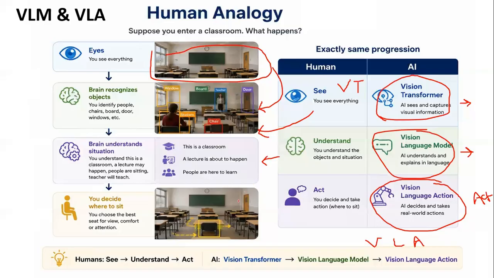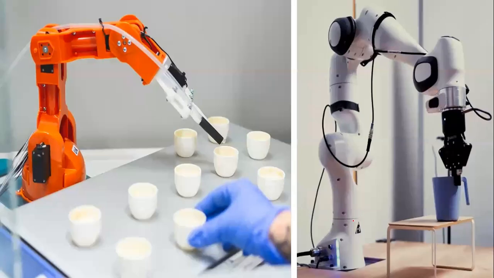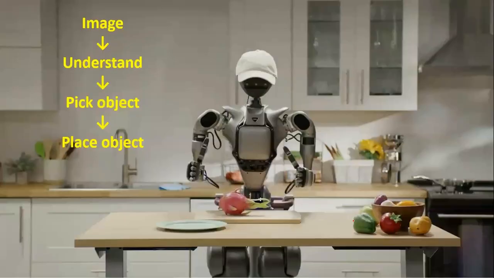But now you want to decide where you can sit. So it is acting, deciding which is the most comfortable place to sit, etc. This is done by the vision language action model. It has actually taken the action to decide where you can sit in the entire class. Now, with this human analogy, I'll demonstrate a few more examples so that it will be easy to understand.